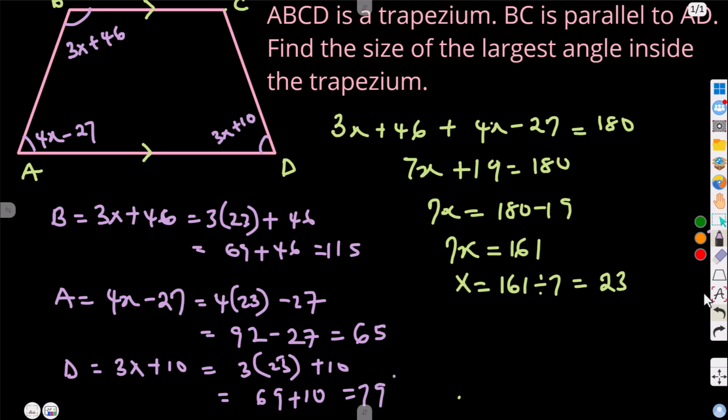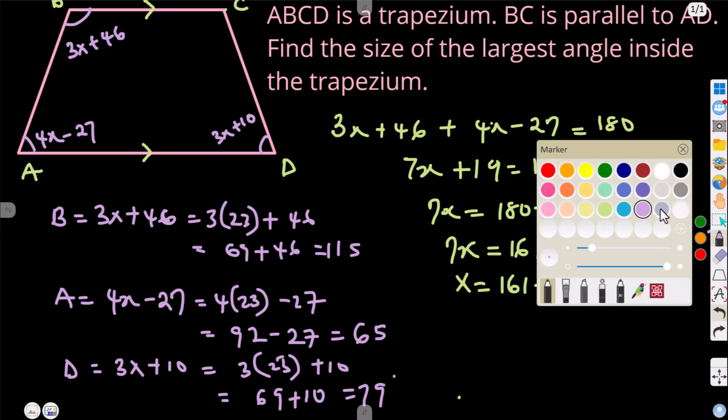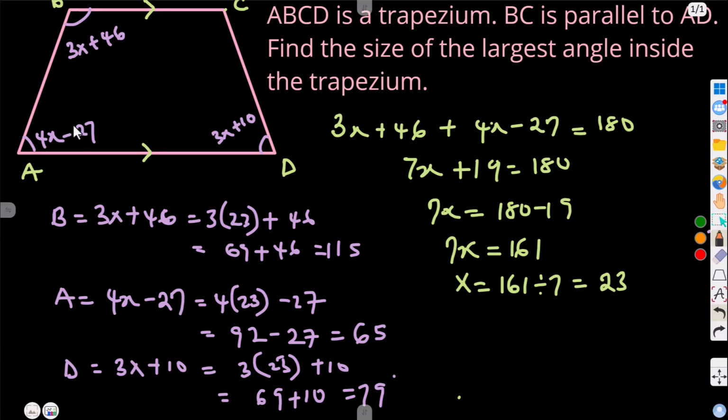so to put that in perspective, we know that angle A is 65 degrees, and angle B is 115 degrees, and angle D is 79. All right, okay, so just to be very sure, we need to know what this angle C is.